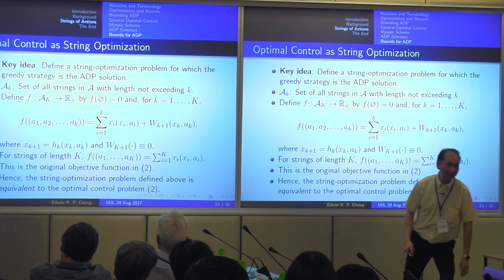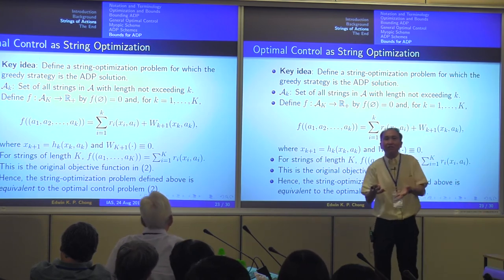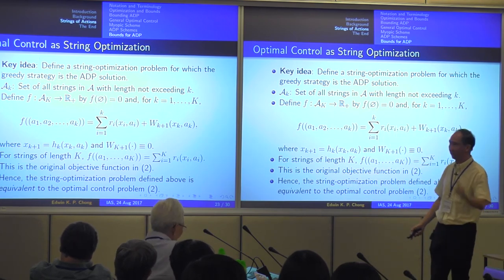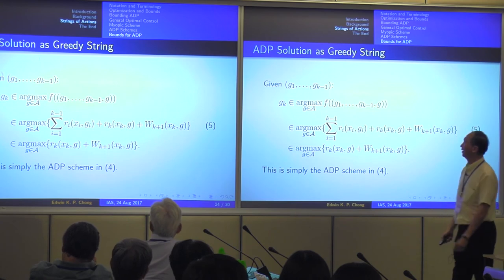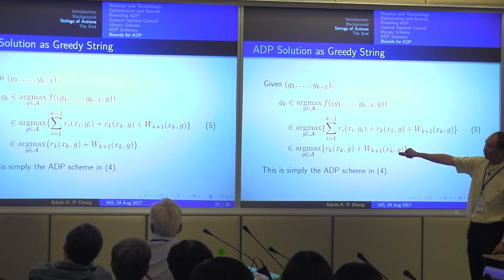So that's the first thing, right? This problem with this f is equivalent in the sense that any solution to this is a solution to the other at capital K. First point. Second point. Suppose I give you this substring, right? And I look at this. This is the greedy algorithm, right?